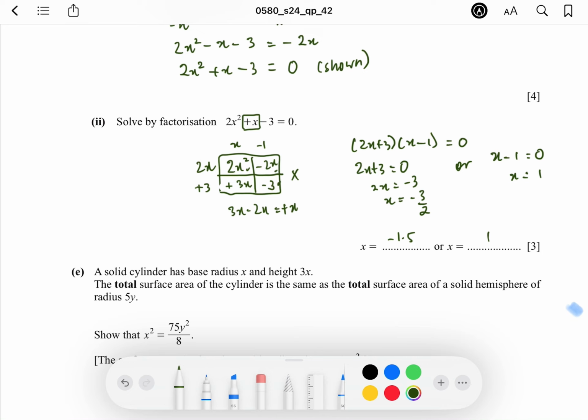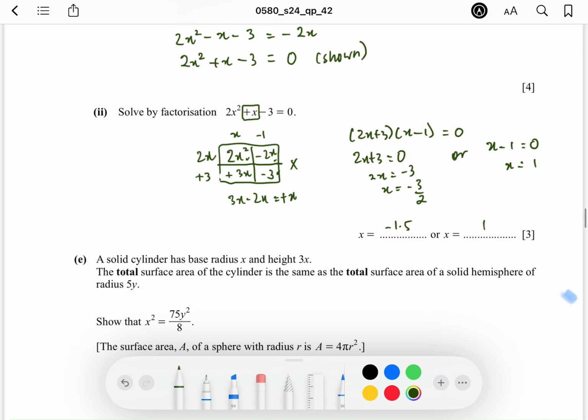But there is another quicker way, some trick. Let's say if you use the formula, okay, you're not confident with factorization and you use the formula, and then you find the answer x is equals to minus 1.5, x equals to 1. Okay, what you do first, you change it to a fraction.